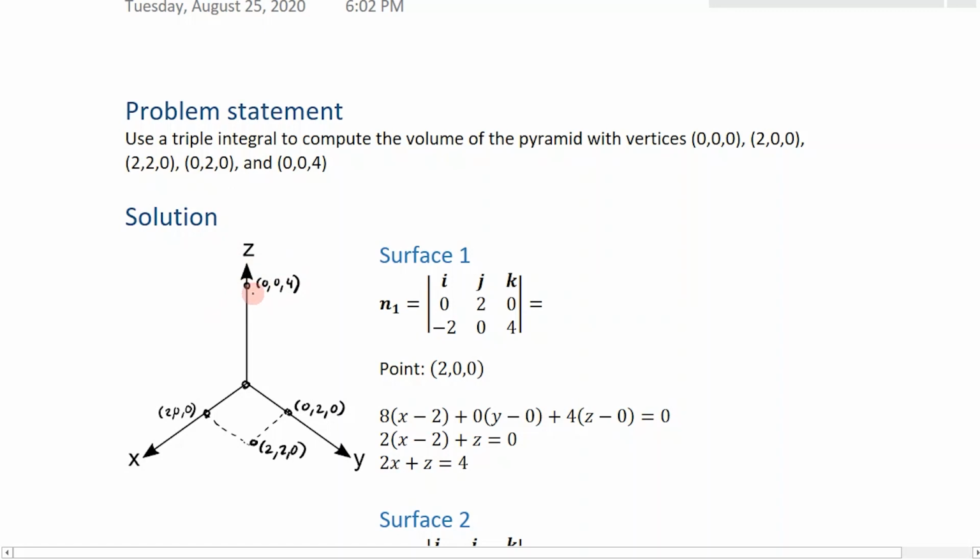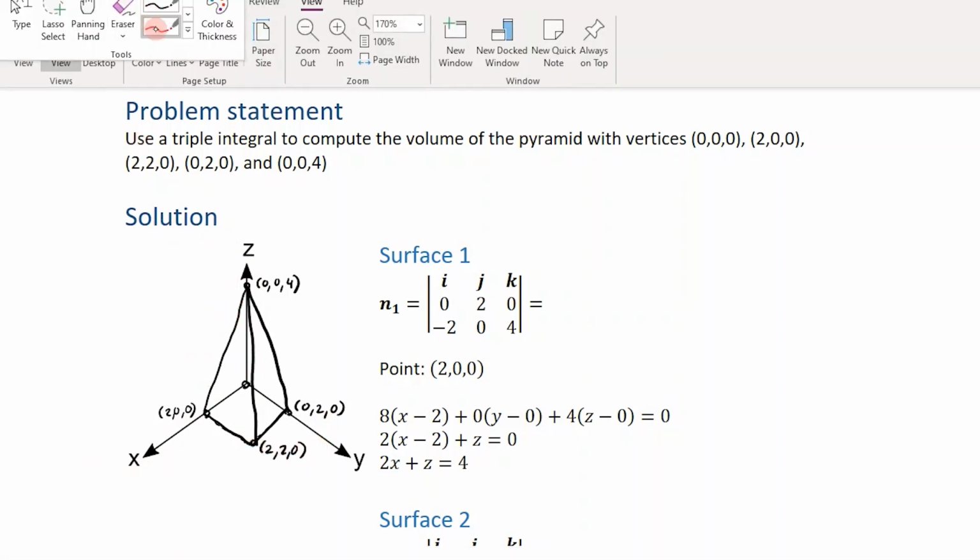So then the pyramid would look something like this. This side, on the back there would be this edge that I'm showing you, this edge, and then the base would be a rectangle, and there is also this edge. This pyramid has 5 sides. The 3 sides that are aligned with the xz, yz, and xy planes are easy. The more complicated ones are the slanted surfaces.